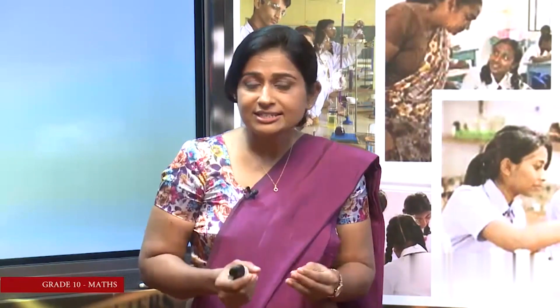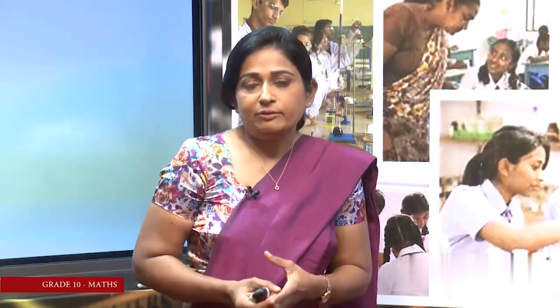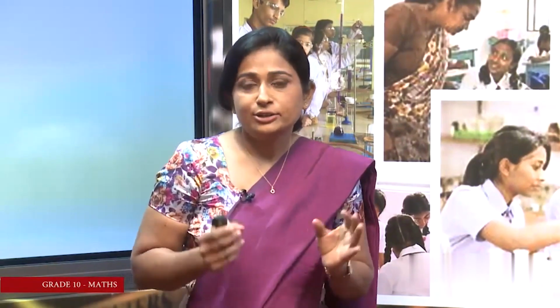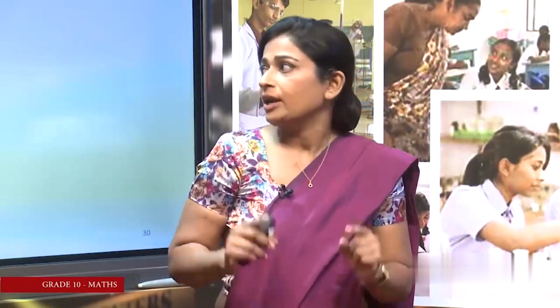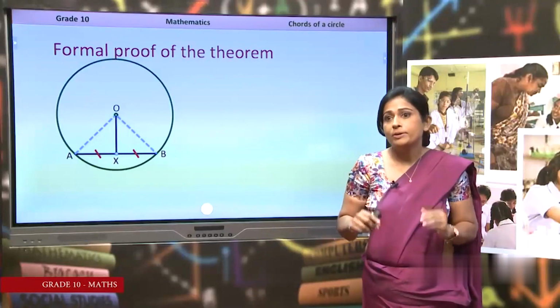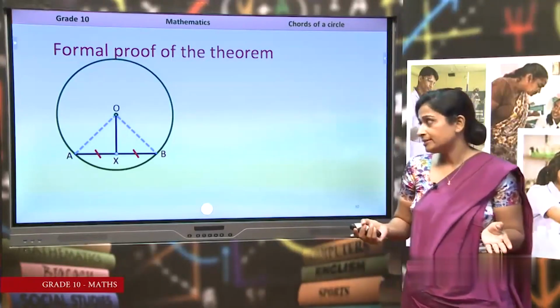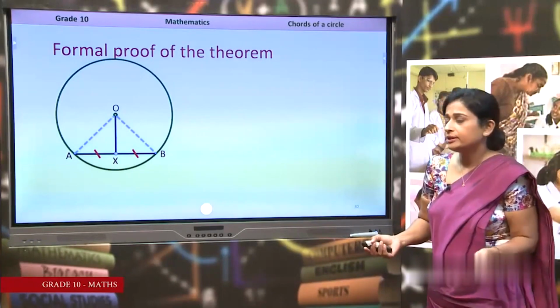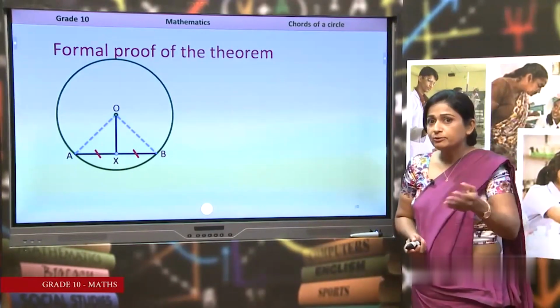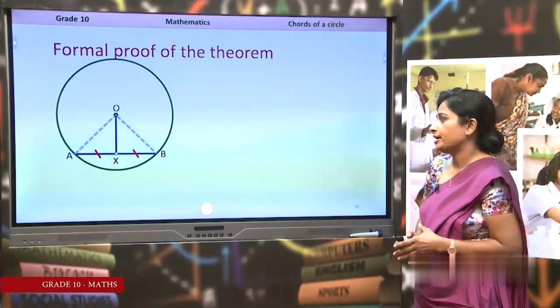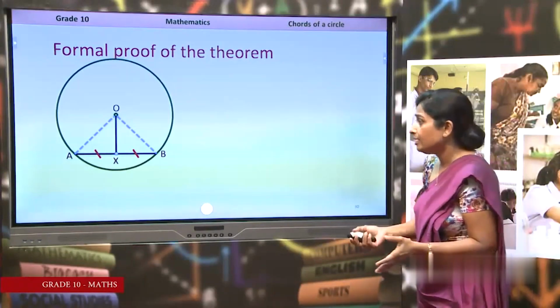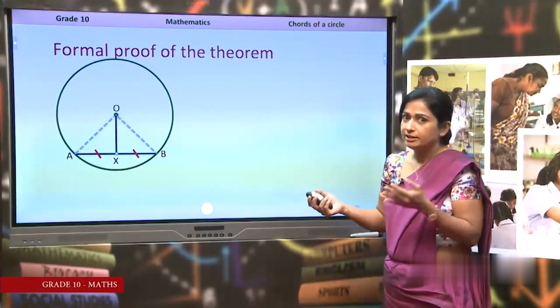Here, we have to consider the congruent triangles. You can see two triangles in this diagram. What are the two triangles in this diagram? OAX and OBX. So, we can prove these two triangles congruent. Under the proof, we will show these two triangles are congruent. So, by using the congruency, we can prove this theorem very easily.